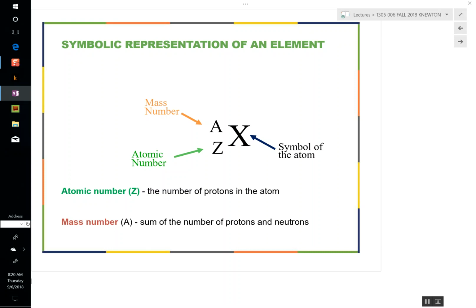We're going to replace X with one of these symbols off of the periodic table, and we're going to use that to describe these elements and distinguish them from one another. This is fairly simple. There isn't any real high math here. It's addition and subtraction. So it'd be pretty straightforward.